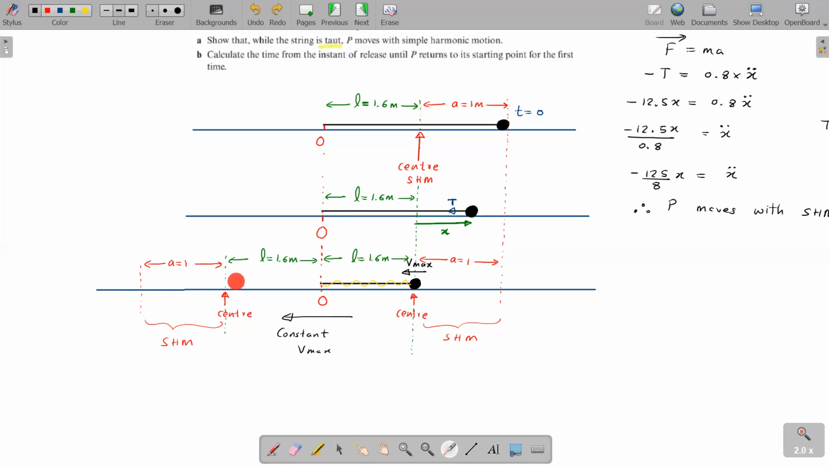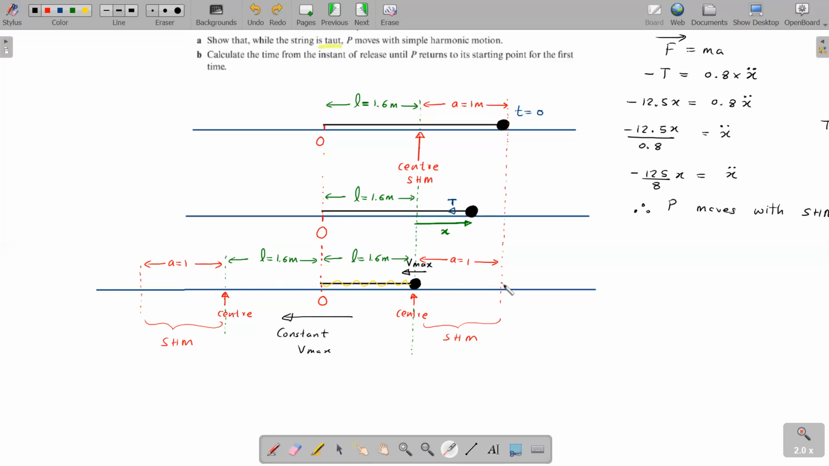The string becomes slack again, and it moves through this section again with constant velocity, the Vmax. And then you again reach the center of the SHM on the other side. Then from this point onwards, you perform the remaining part of the simple harmonic motion, and you come back to where you started. Can you guys see what's going on here?